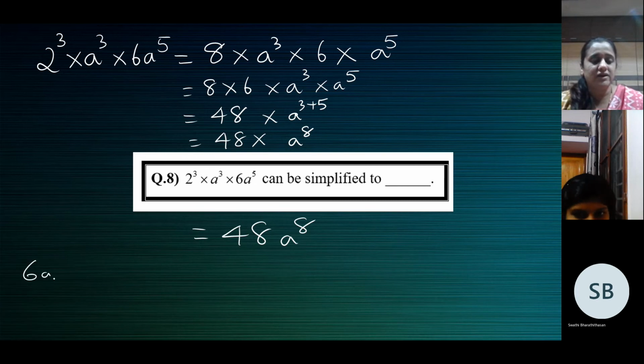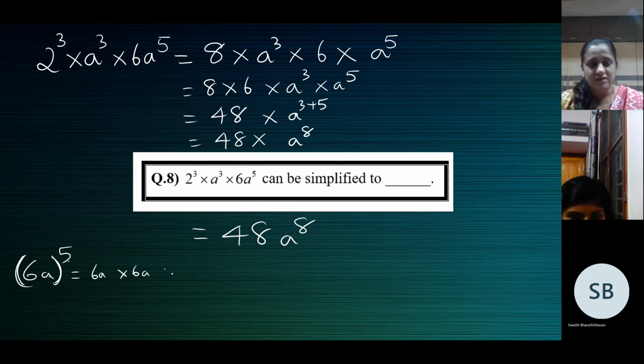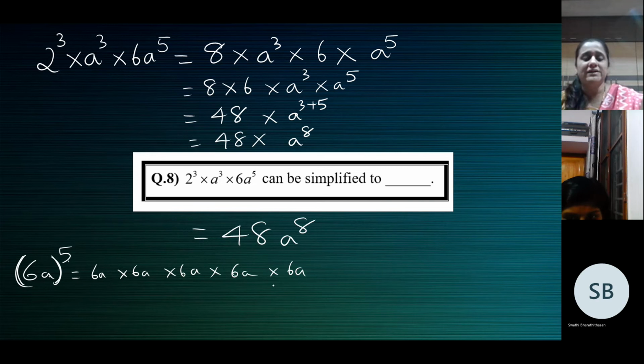If it was 6a, the whole power 5, because the bracket is used, it means the power 5 is for a, the power 5 is also for 6. So as you have written, 6a, the whole power 5 means 6a into 6a into 6a into 6a into 6a. 6a multiplied with itself 5 times because the power is 5. But it is not 6a the whole power 5. It is 6a power 5. You can make out from the way it is written.